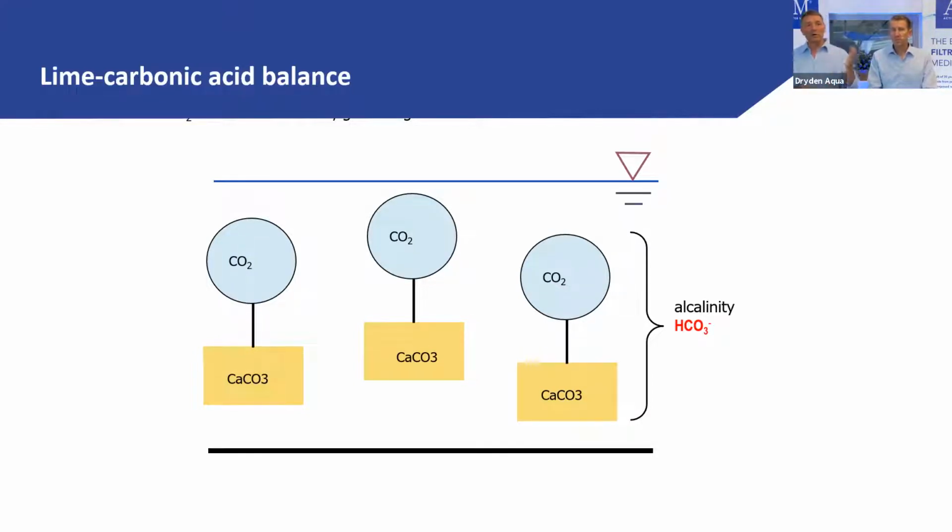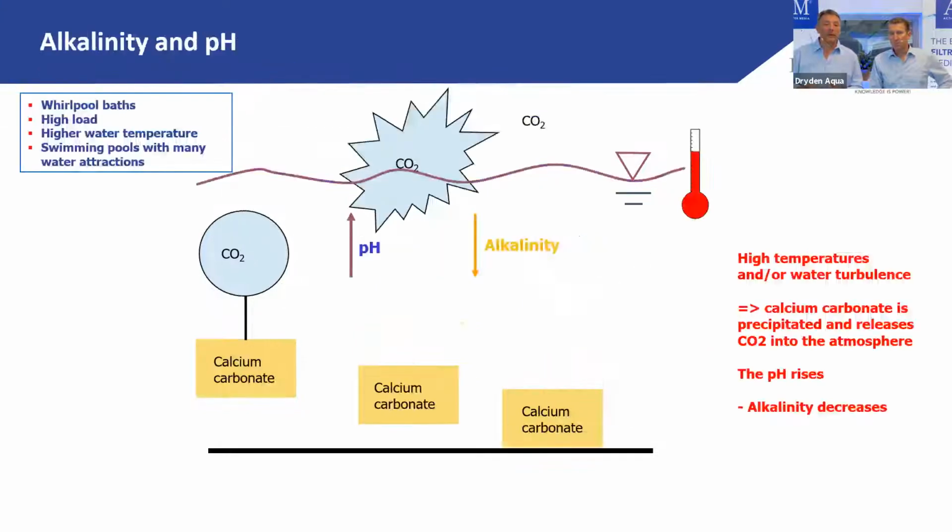You have this lime carbonic acid balance. That means the water that has some lime and the carbonic acid is in balance, and you have a certain alkalinity. So if you fill the water, this is balanced. Now you increase the temperature. You use the pool. By the increase of the temperature, the calcium carbonate falls out, the CO2 leaves the water, and this is where your alkalinity drops.